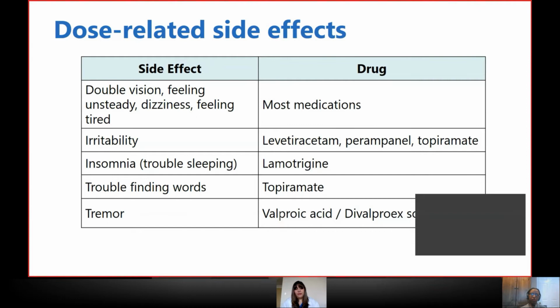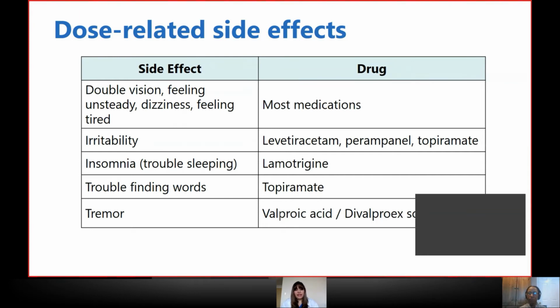The first type of side effects we'll discuss are dose-related side effects. These are the ones that can happen when you first start a medication or when you increase the dose of the medication. For example, most medications can cause people to feel like they have some double vision, feeling tired, drowsy, unsteady, or a little bit dizzy. More specifically, medications like levetiracetam, perampanel, and topiramate can cause mood changes like irritability or agitation. Lamotrigine can sometimes cause some trouble sleeping at nighttime for patients. With topiramate, people can sometimes have some word-finding difficulties or memory trouble. And valproic acid can sometimes cause a tremor that gets worse with movement.